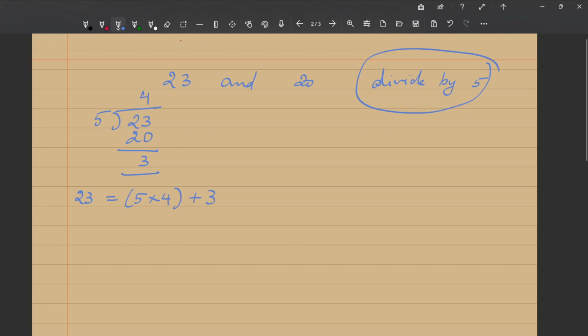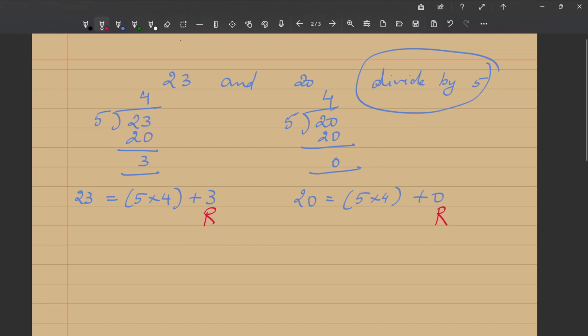Now just divide 20. 5 4 times is 20, it exactly divides. 5 exactly divides 20, 0 is the remainder. And this division fact can be written this way, 5 multiplied by 4 plus 0. So here the remainder is 3 and here the remainder is 0, right?